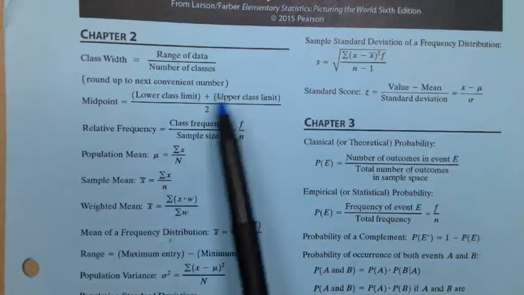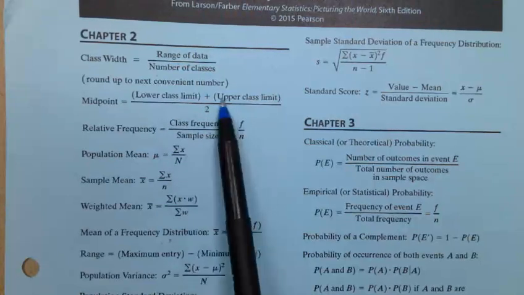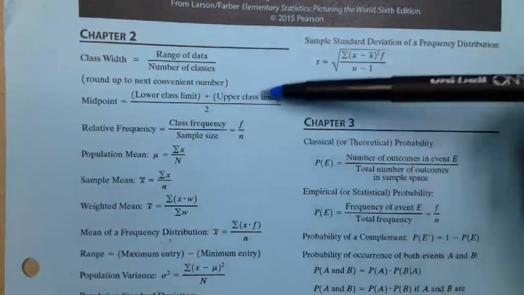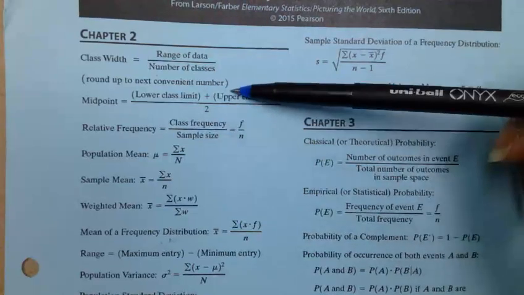Midpoint: lower class limit plus upper class limit, divided by 2. So remember, with frequency distributions in classes, you have your lower number and upper number in each row.